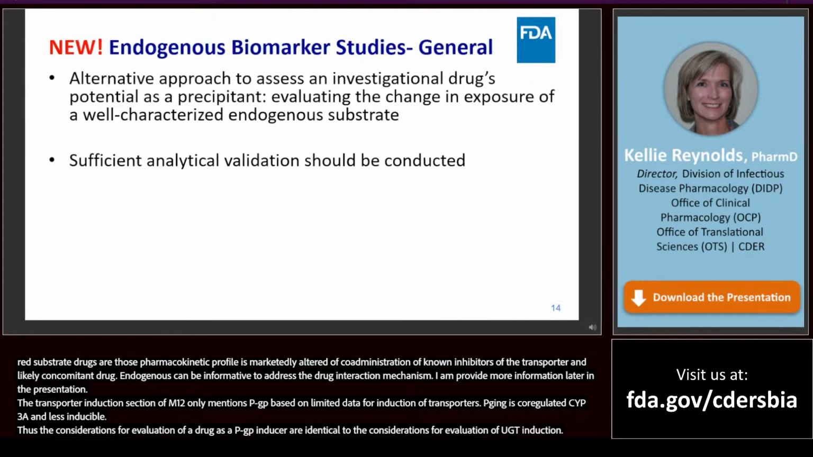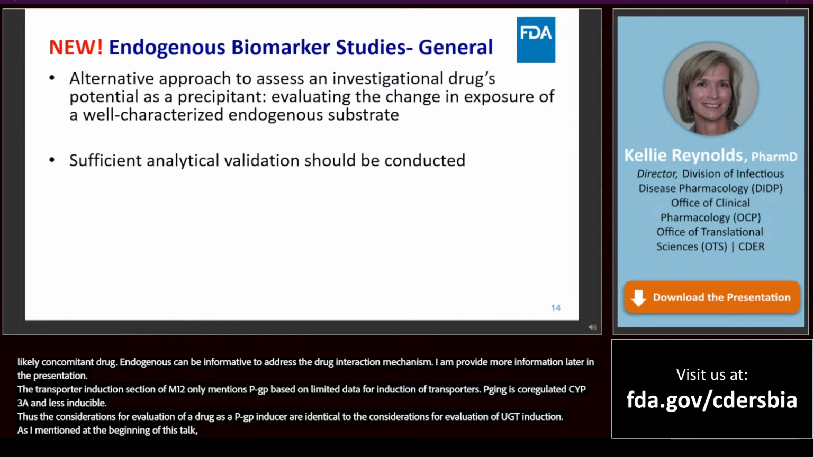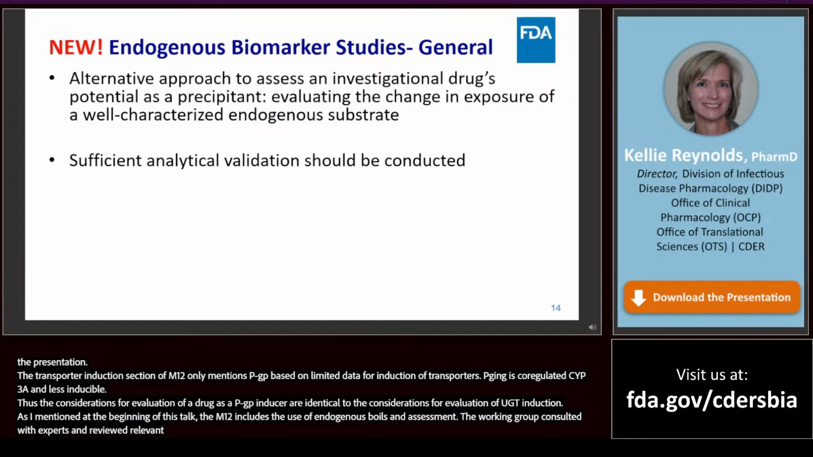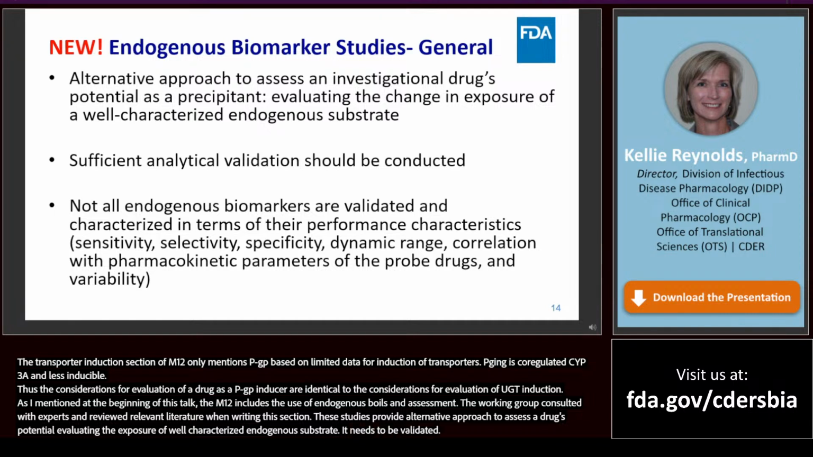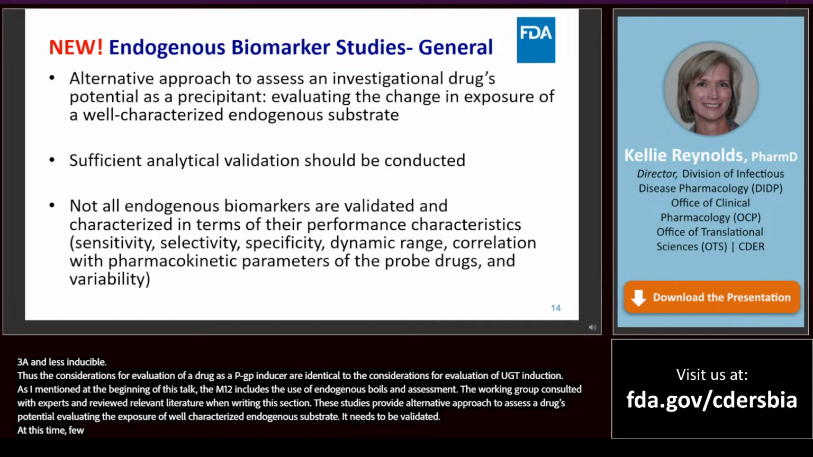As I mentioned at the beginning of this talk, the M12 guidance includes a section on use of endogenous biomarkers in drug interaction assessment. Details were added based on encouragement during the public consultation period. The working group consulted with experts and reviewed relevant literature when writing this section. These studies provide an alternative approach to assess a drug's potential as a precipitant, evaluating the change in exposure of a well-characterized endogenous substrate. The assay for the analytical method needs to be validated. At this time, few endogenous biomarkers are validated and characterized in terms of their performance characteristics.